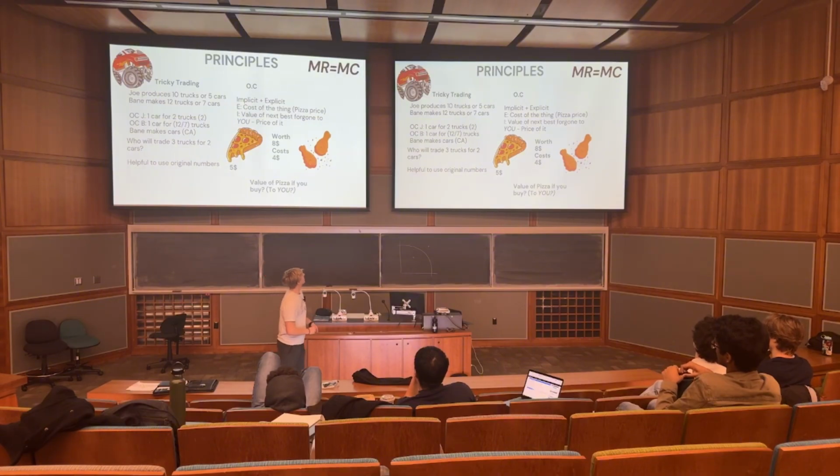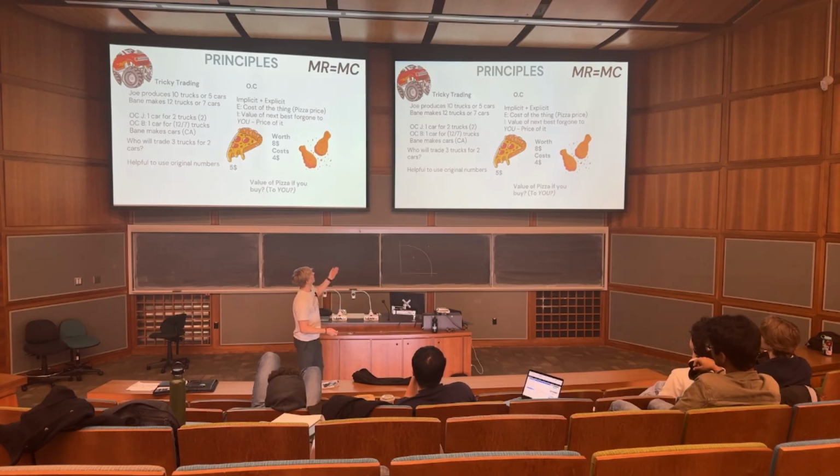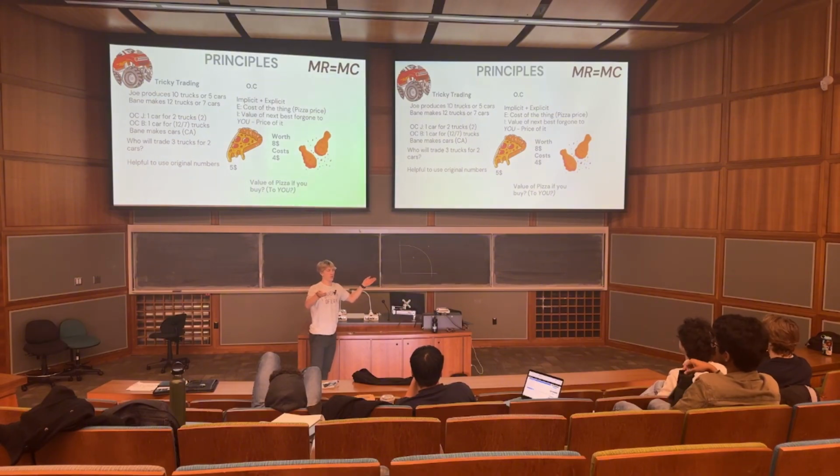Joe. All right. Who's making cars? We know that Bain is making cars. So for Joe, if this trade ratio exists, he could get 15 trucks or 10 cars. Does that make sense? You're basically using the original numbers.